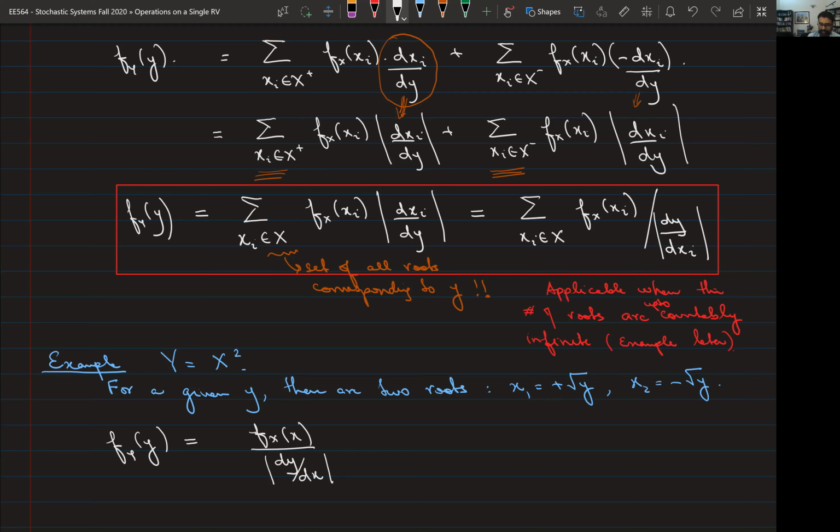And where do I need to evaluate the slope? I need to evaluate the slope at x1 equals plus root y. So that's the first root. And this is the second root: fx of x divided by dy by dx evaluated at x equals minus root y. This is where the second root is.